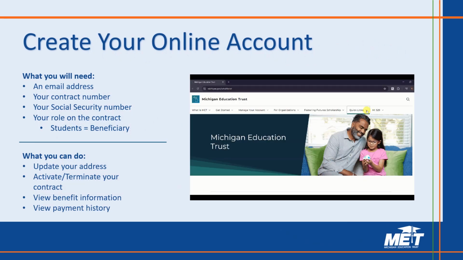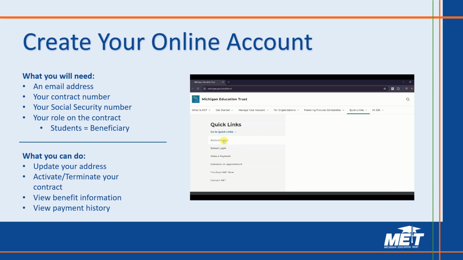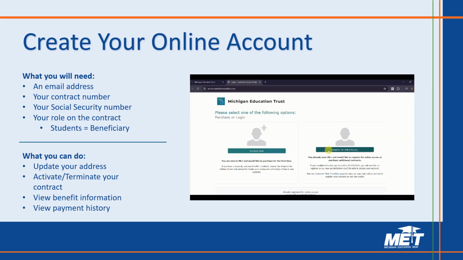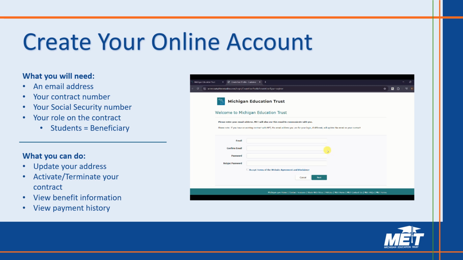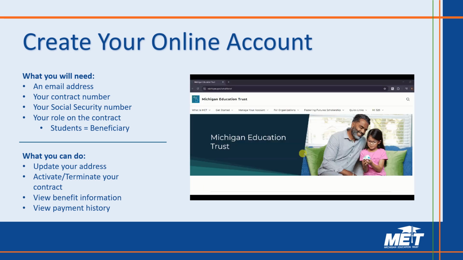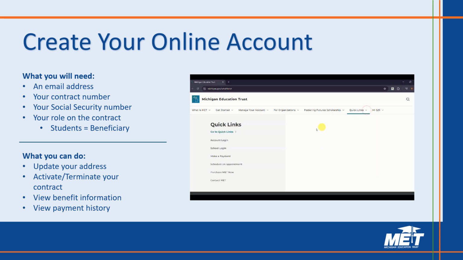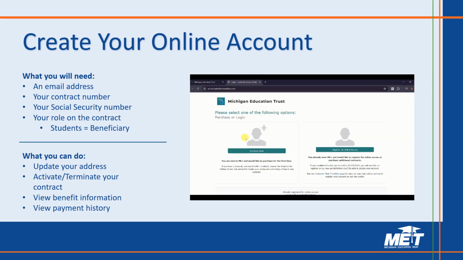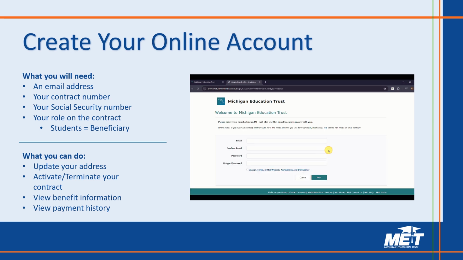If you have not already done so, you will want to create your online MET account. You, as the beneficiary or student, will want to create your own login. The purchaser and appointee listed on the contract can also have their own logins, but the beneficiary account gives you additional abilities. You will need your social security number and your contract number in order to create a username and password and set up multi-factor authentication.